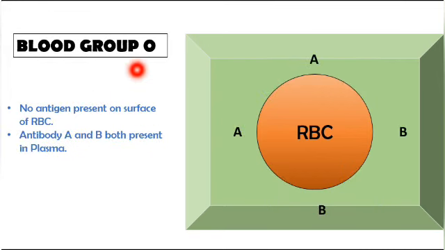Let's see blood group O. See there, this O indicates 0, that there will be no antigen present on the surface of the RBC. And since no antigen is present on the surface of the RBC, therefore both antibody A and B will be present in the plasma. So why is the name O given? Because there is absence of both the antigens on the surface of the RBC, and both antibody A and B are present in the plasma.